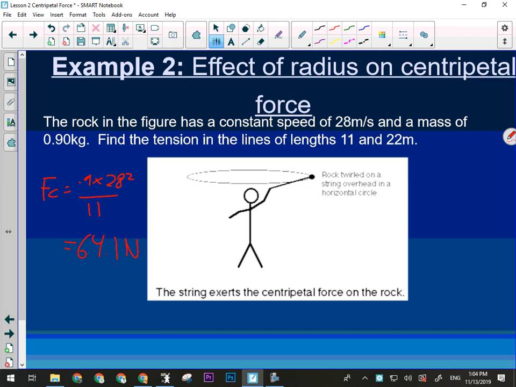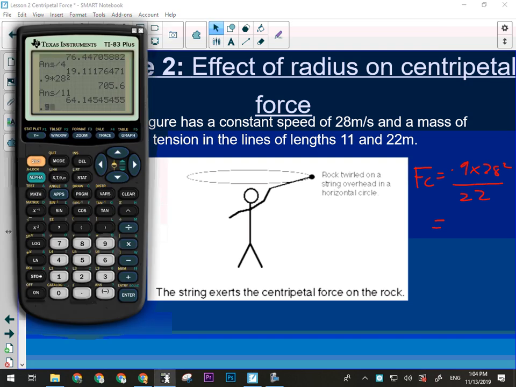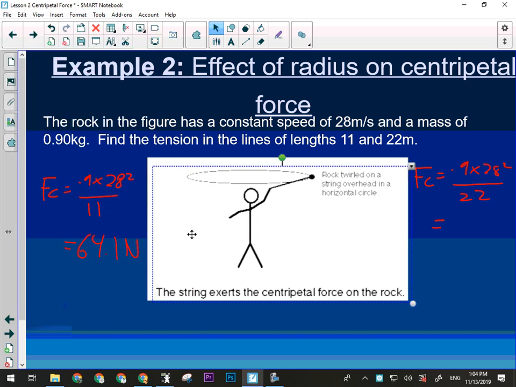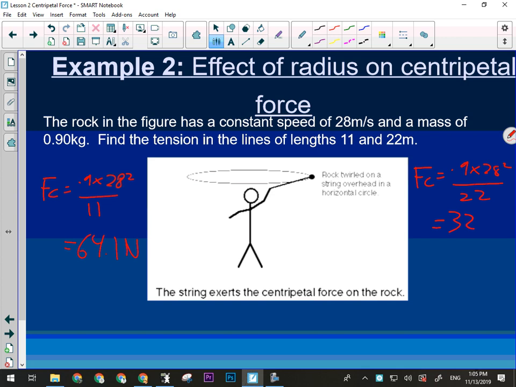Okay, so when I double the radius in this situation, my Fc should go down by how much? By half. It should be cut in half. I'm going to have twice the radius. I should have half as much force. 0.9 times 28 squared. Okay, exactly half. 64 and 32. Everybody okay with those relationships?